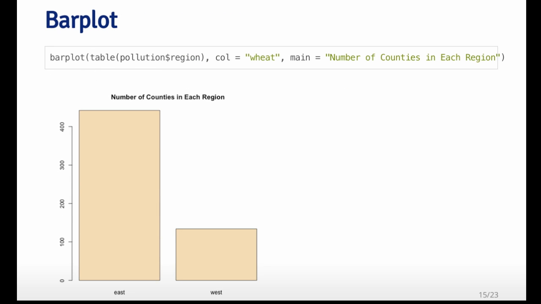A bar plot is another graphical summary for categorical data, and here I'm plotting the region variable, so you can see how many counties there are in the east and how many there are in the west. You can see that the majority of the counties are in the eastern part of the United States, and there are a little over 100 counties in the western part of the United States. That just summarizes this particular variable, which is a categorical variable.